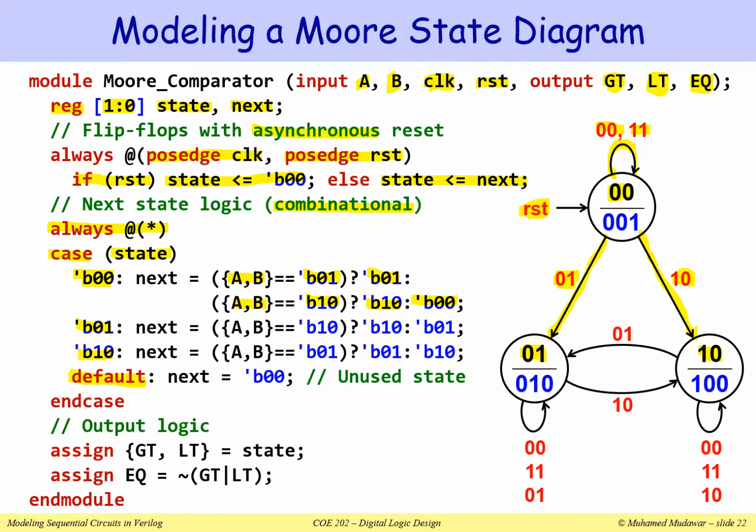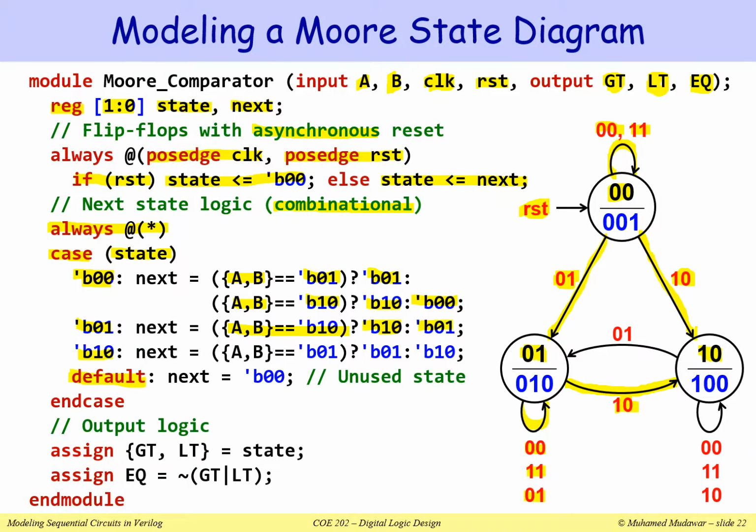Now, if my present state is 0, 1, then my next state will depend on the input AB. If AB is equal to 1, 0, this will take me from 0, 1 to 1, 0. It indicates that A is greater than B, so we make a transition to 1, 0. Otherwise, if you have 0, 0 or 1, 1 or 0, 1, you remain in the same state, which is 0, 1.